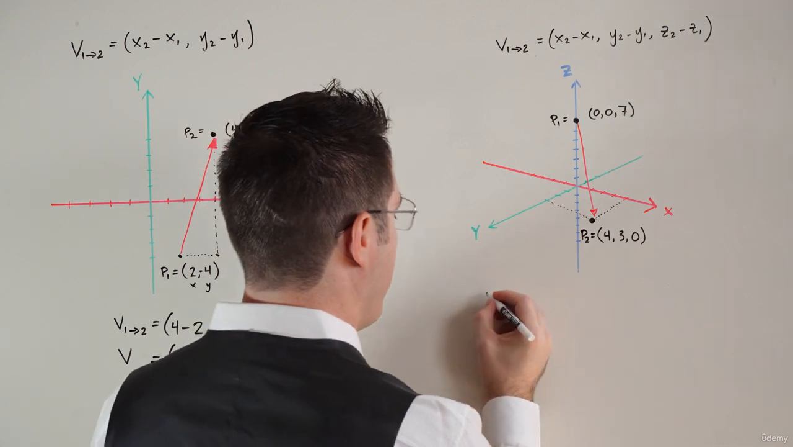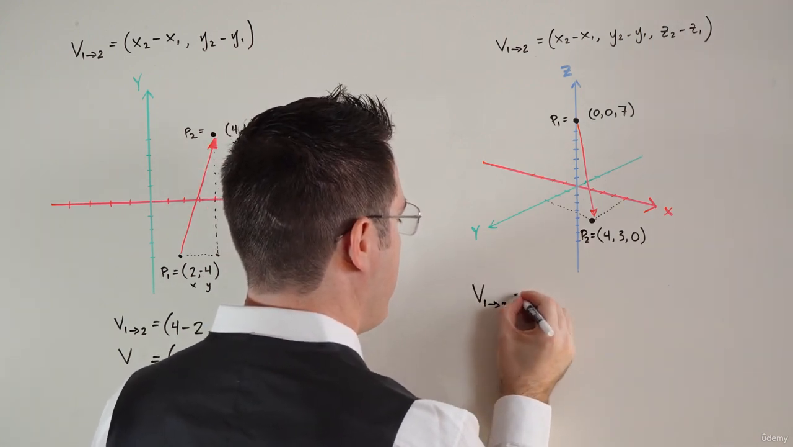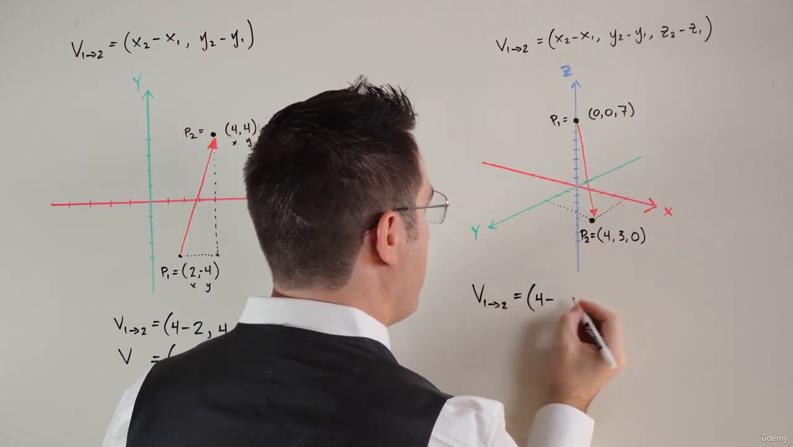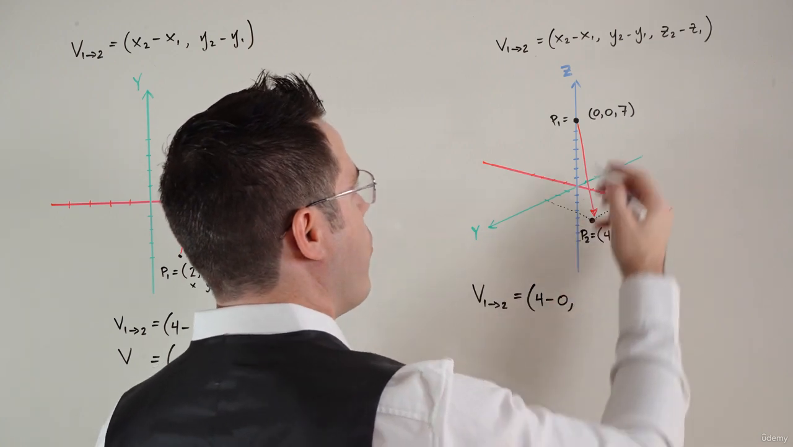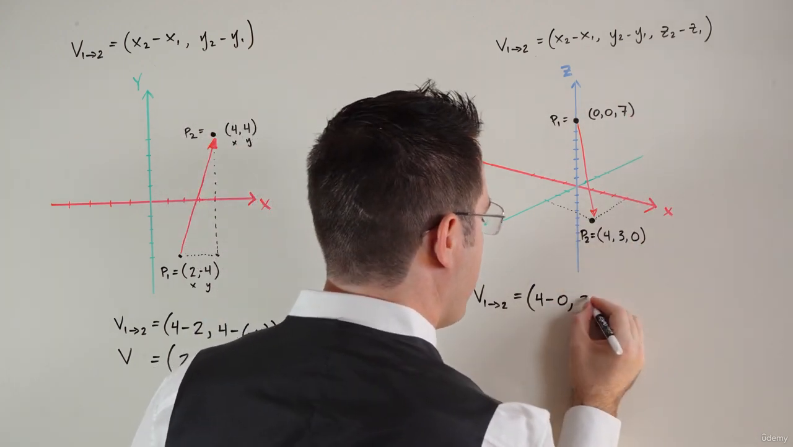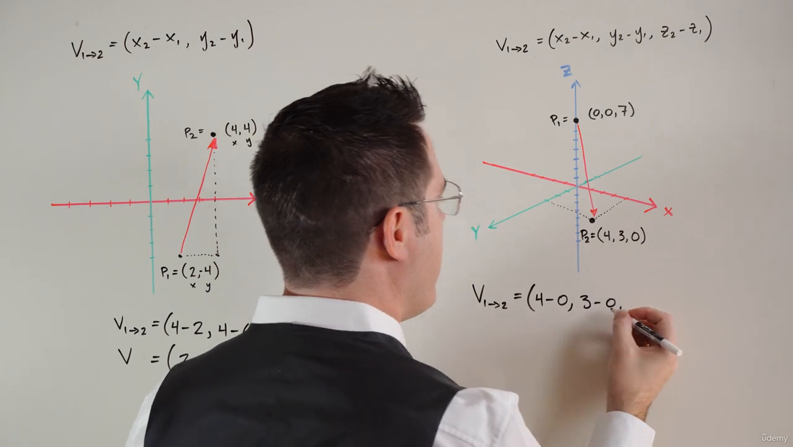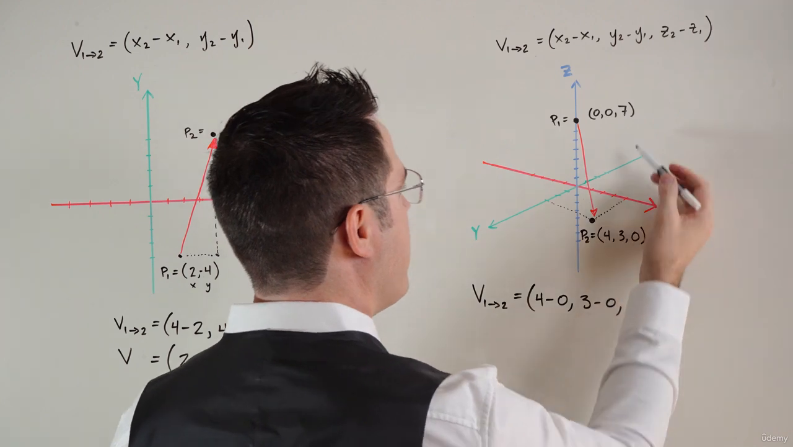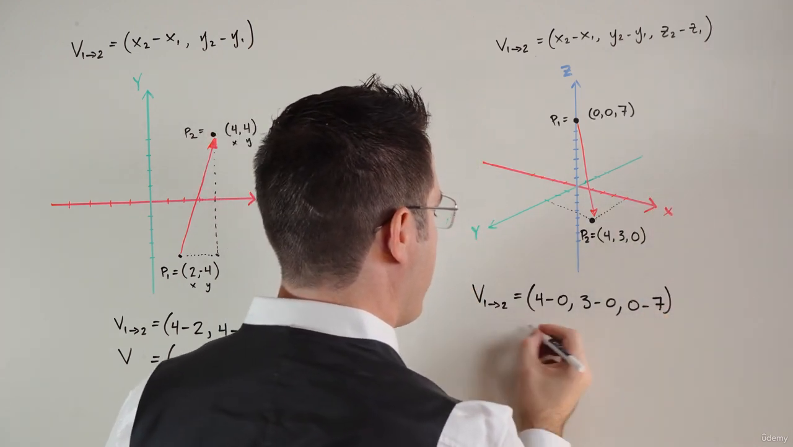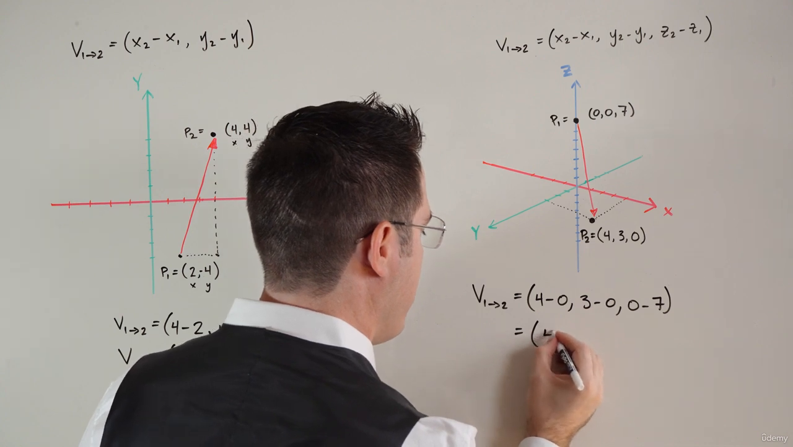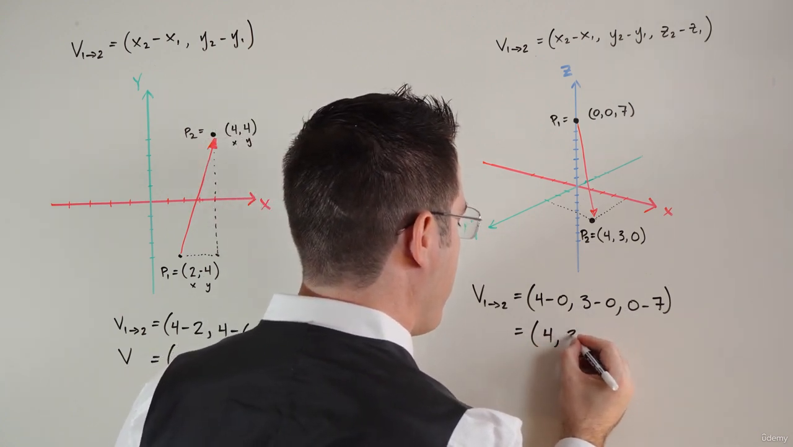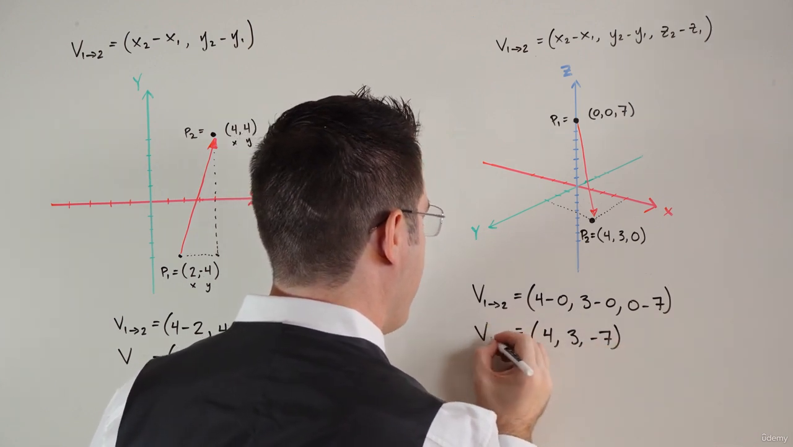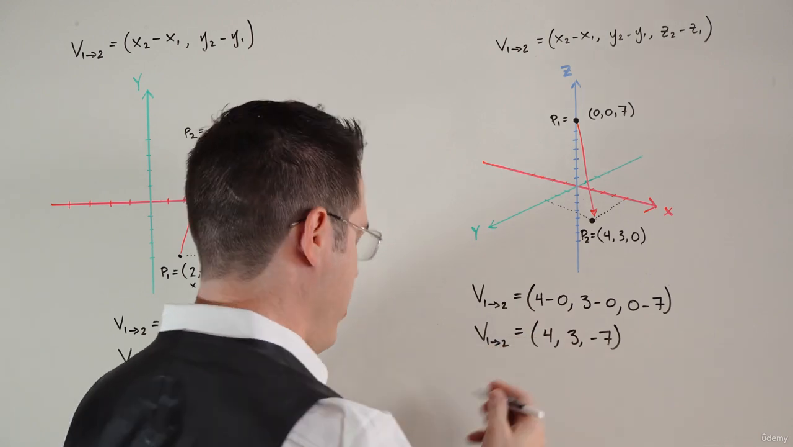So let's calculate this vector. The vector from point 1 to point 2 is x2 minus x1. x2 is 4, x1 is 0, y2 minus y1, y2 is 3, y1 is 0, and then we have z2 minus z1. z2 is 0, z1 is 7. So this simplifies down to 4 minus 0, which is 4, 3 minus 0, which is 3, and 0 minus 7, which is -7. That is the vector from point 1 to point 2.